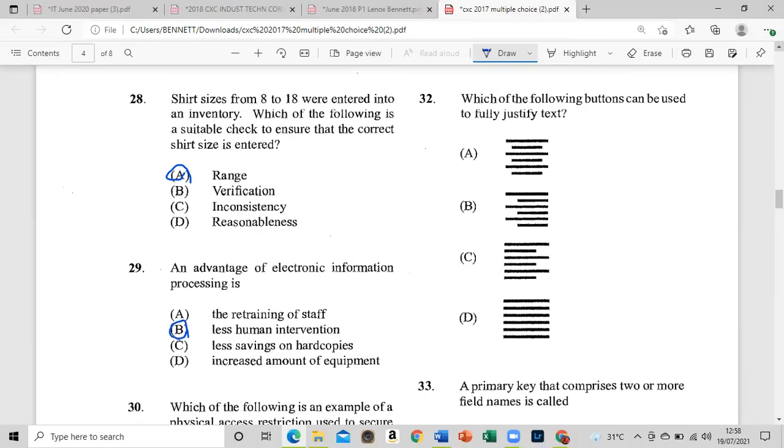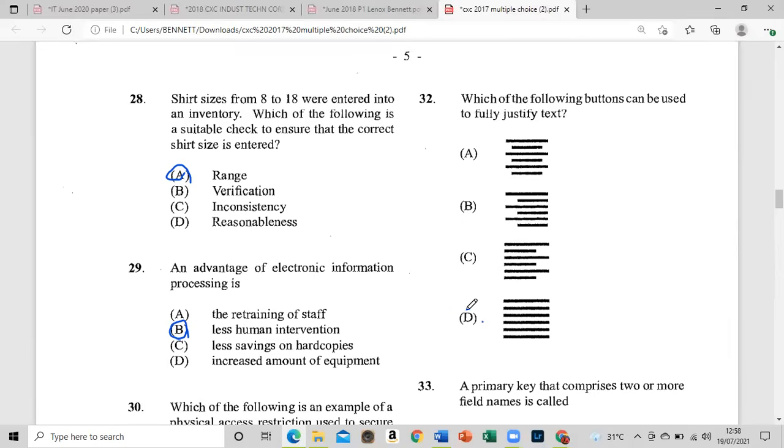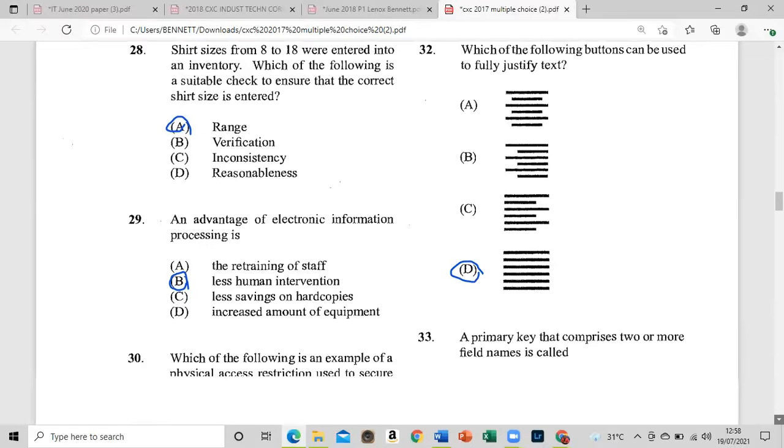32. Which of the following buttons can be used to fully justify? And we know that it is D. Fully justified. Alright, let's move on to 33.